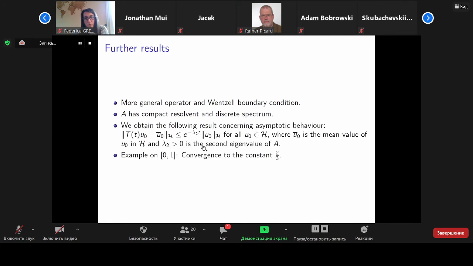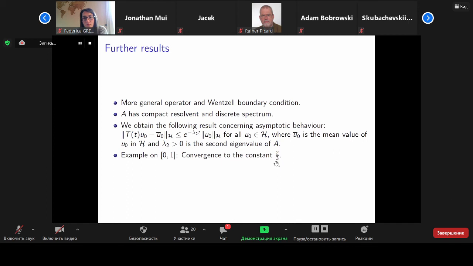So one just gets the following. If we have some initial datum u0, then the solution will converge to the mean value taken in H, and the convergence rate is just the second eigenvalue, simply due to the fact that only the constants lie in the kernel of the operator and 0 is an eigenvalue. And doing this calculation, one can just see rather easily that if we think back of the example from the beginning on the interval (0, 1), we obtain the constant 2/3.